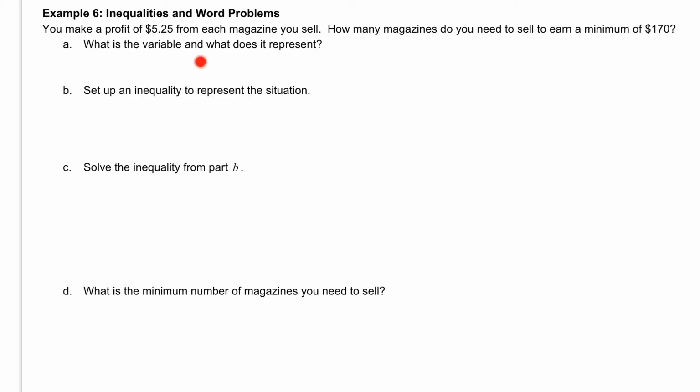Letter A, we want to know what is the variable and what does it represent. You can find out what that variable is usually at that last sentence. Here it says how many magazines, so we want to change that question of how many into a statement. So in letter A, we can use the letter M to represent the number of magazines.